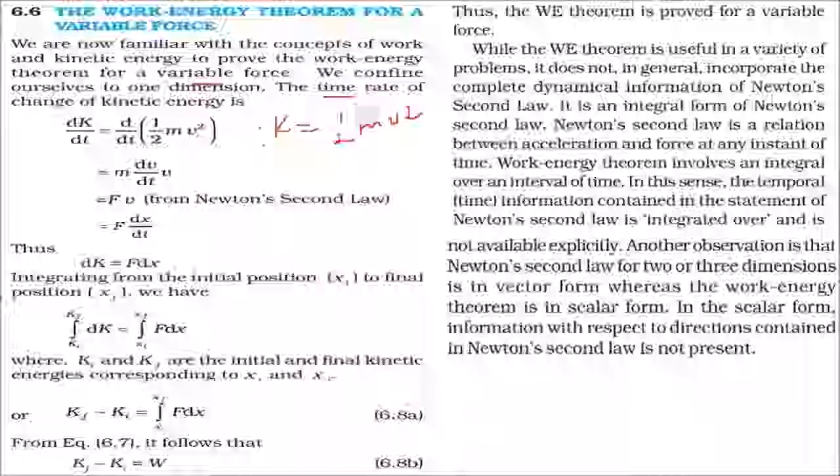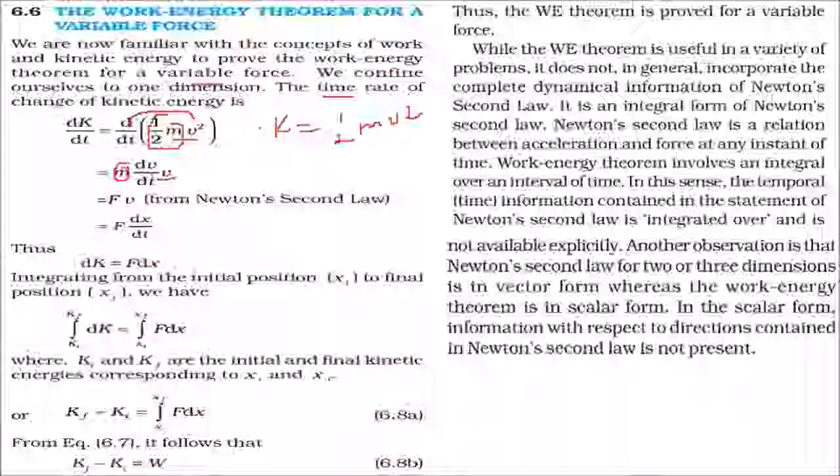If you take d/dt of both sides, we get dK/dt is half, d/dt of half mv². Half m is constant, take m outside. If you take d/dt of v², you get 2v. So the 2 can get cancelled out, and you get dv/dt times v.